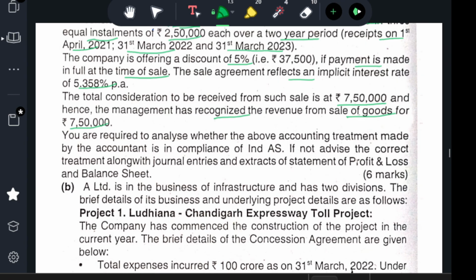You are required to analyze the above accounting treatment made by the accountant in accordance with Ind AS, and if it is not correct, advise the correct treatment along with the journal entries and extracts of the statement of profit and loss and balance sheet.